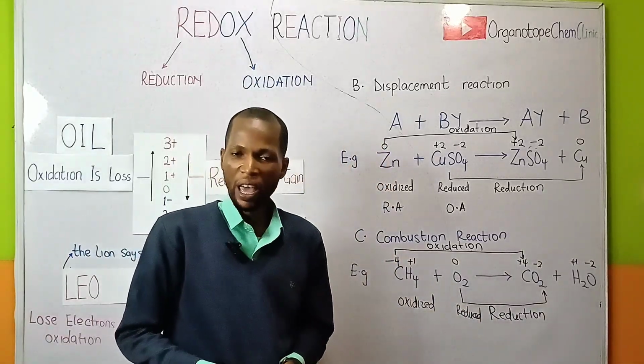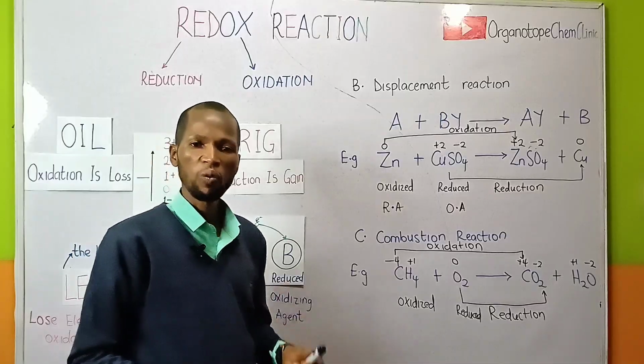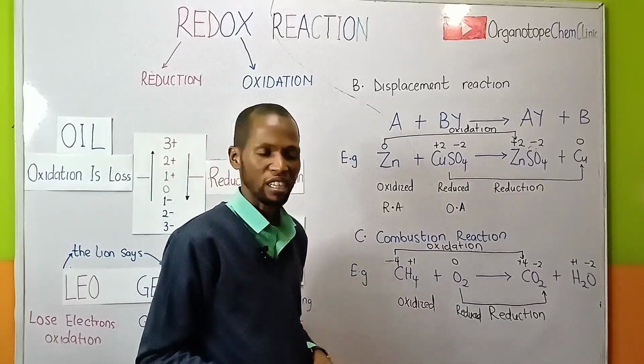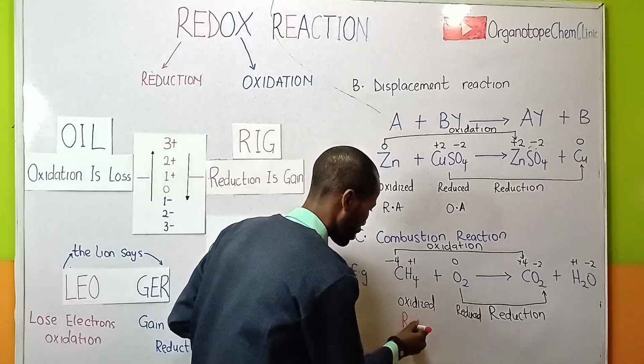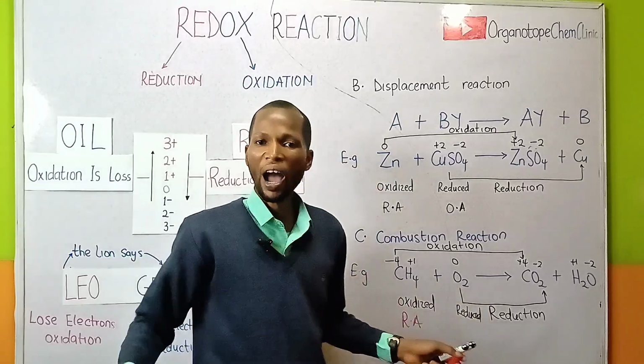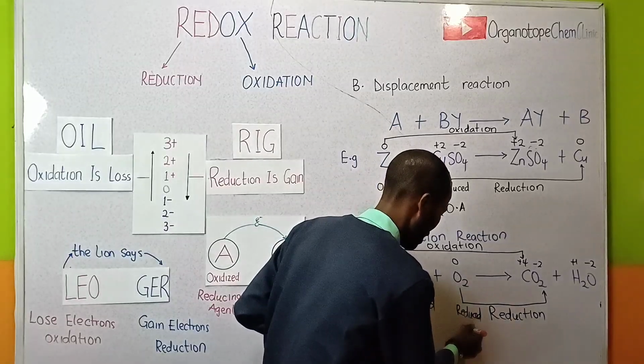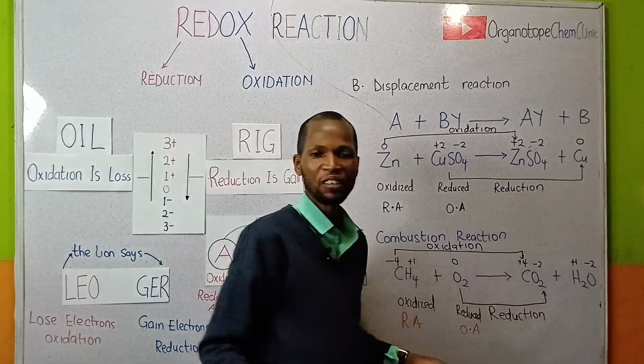Okay, where is our oxidizing agent? Where is the reducing agent in this reaction? The oxidized species is the reducing agent, RA, while the reduced species is what? The oxidizing agent, OA. Make sense?